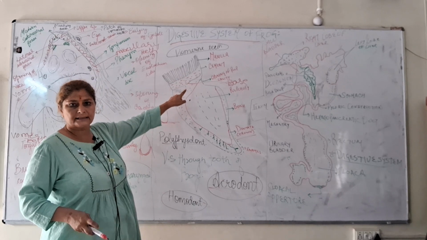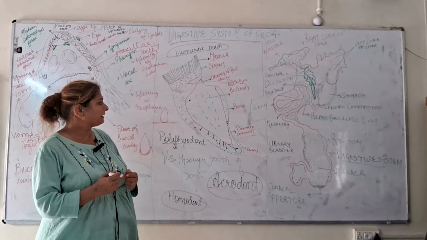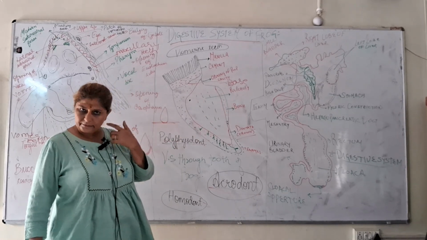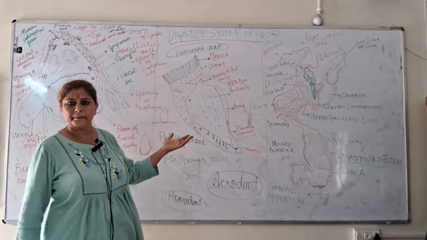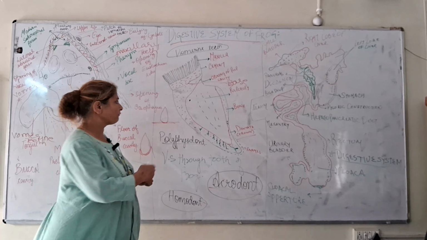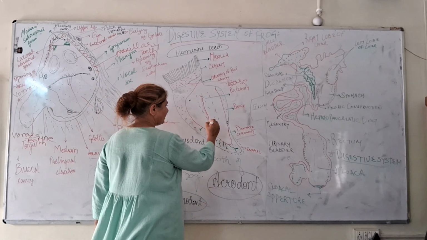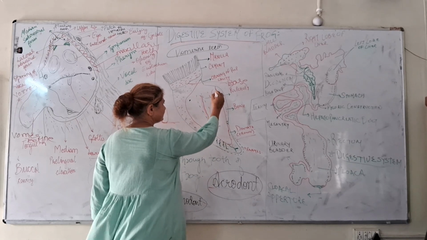From the base to the dentine there is present a pulp cavity. This pulp cavity contains a number of nerves, a number of blood vessels.